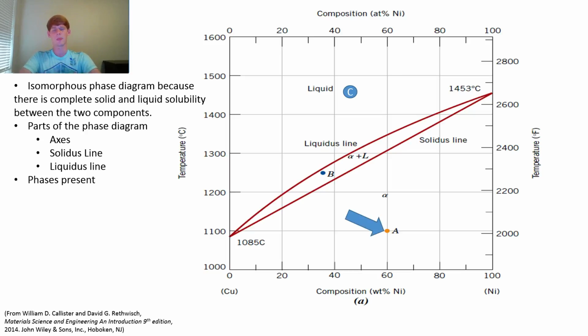Now that we've touched on those, how many phases are present at point A? It's in the alpha region, so only one. At the solidus line and the liquidus line, it's touching both the alpha region or the liquid region, depending, and the alpha plus liquid region in between the two red lines. So those two, as well as B, would be two phases. At point C, since it's only in the liquid phase, there's only one phase present.